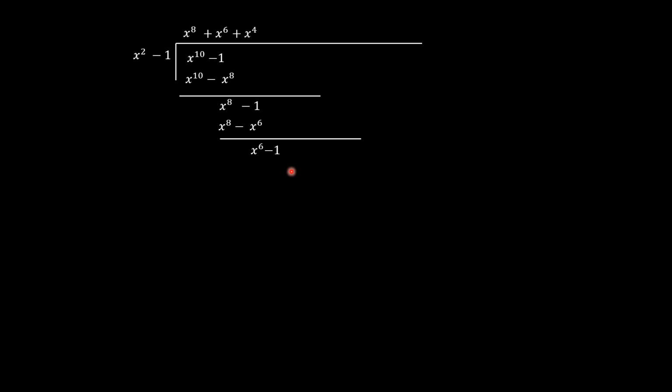Multiply that by x to the power 4. You get x to the power 6 minus x to the power 4. Subtract that from x to the power 6 minus 1. You get x to the power 4 minus 1. And then multiply the divisor by x to the power 2.